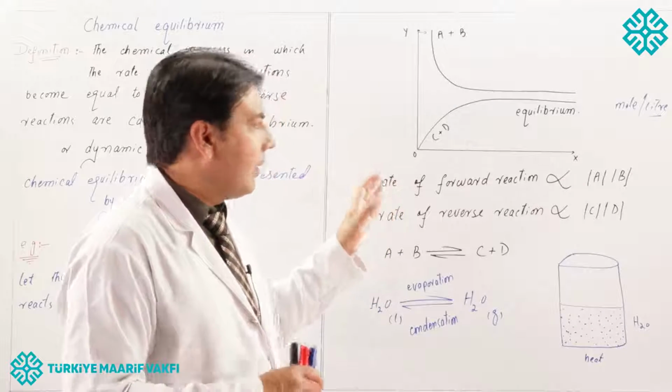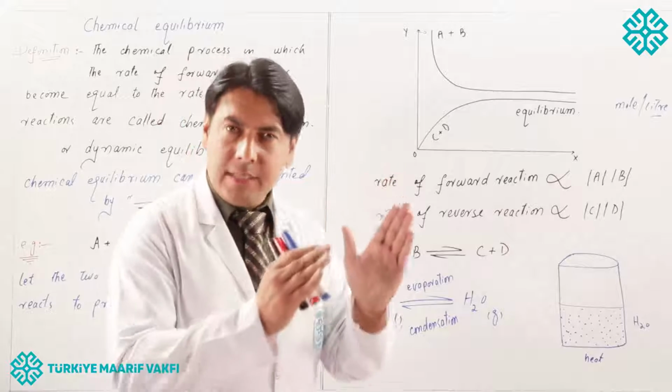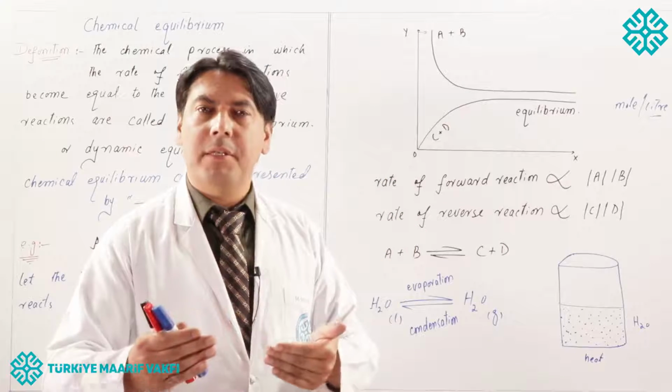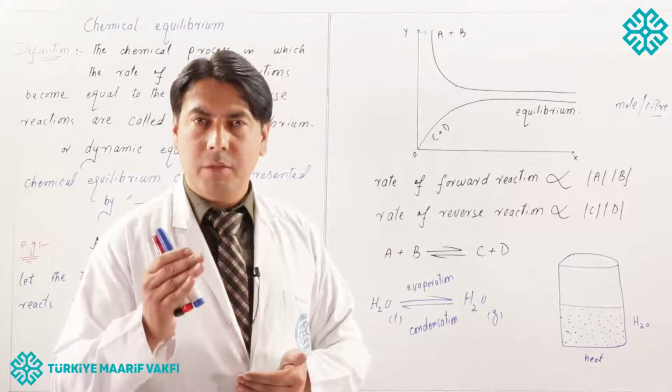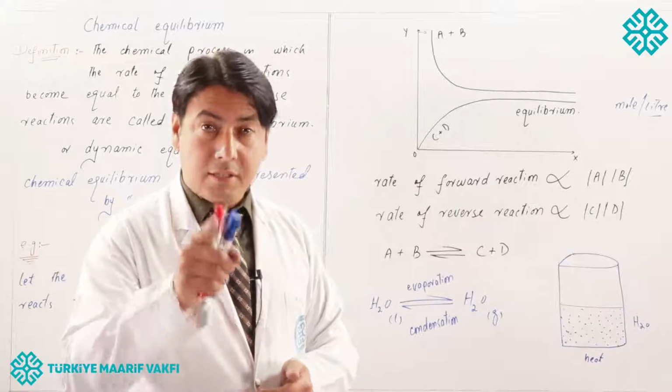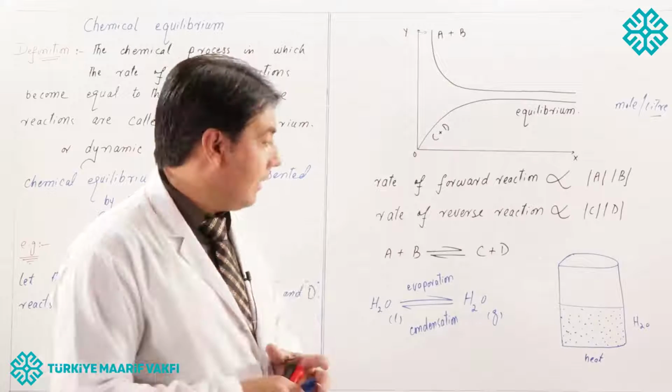So, a stage will be reached at which the rate of forward reaction becomes equal to the rate of reverse reaction, which is called chemical equilibrium or dynamic equilibrium.